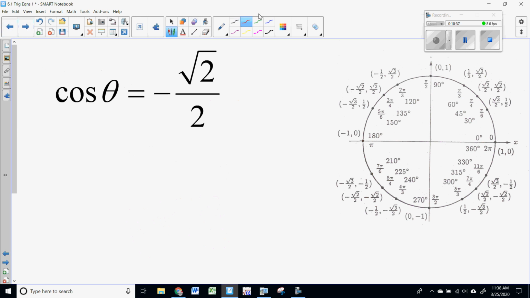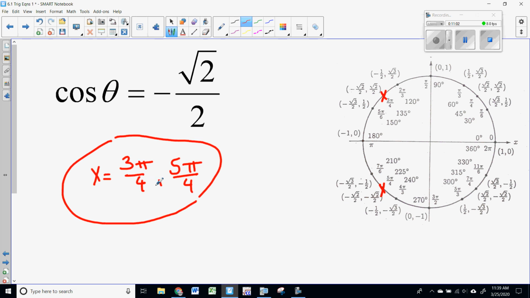Try another one. Cosine is negative square root of 2 over 2. That is the x coordinate is negative square root of 2 over 2, which is here and there. And if we are in radians again, that's 3 pi over 4 and 5 pi over 4. Not much difference if you are in radians or degrees. It's just a matter of looking which one you write down.